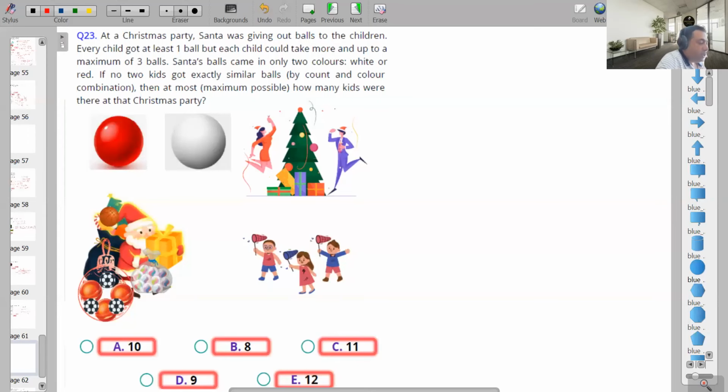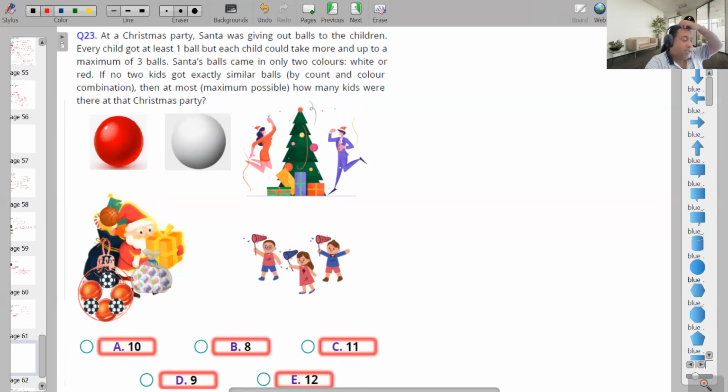At a Christmas party, Santa was giving out balls to the children. Every child got at least 1 ball, but each child could take more, up to a maximum of 3 balls. Santa's balls came in only 2 colors, white or red. If no 2 kids got exactly similar balls by count and color combination, then at most how many children were there at the Christmas party?